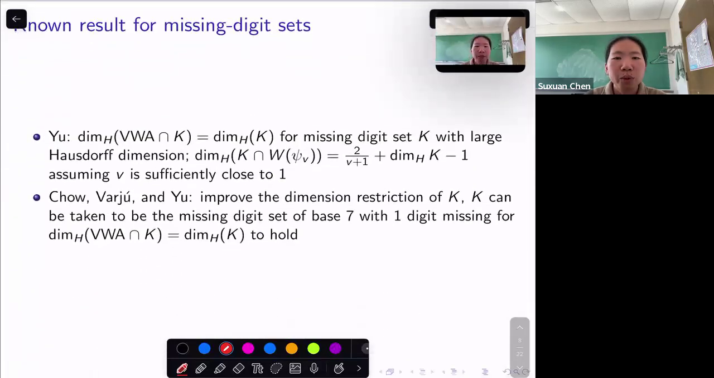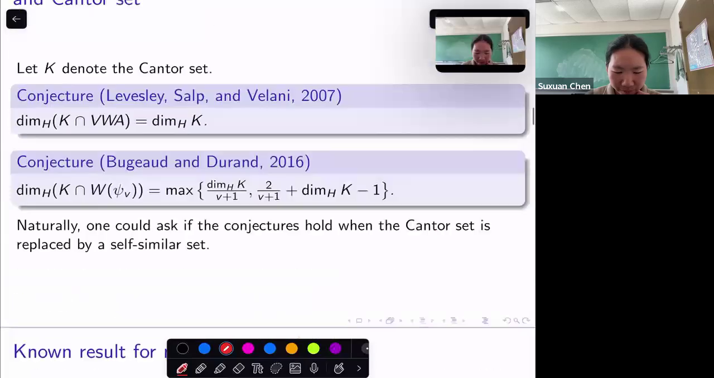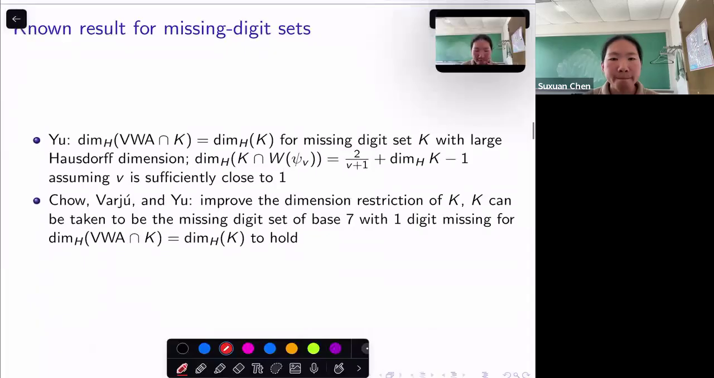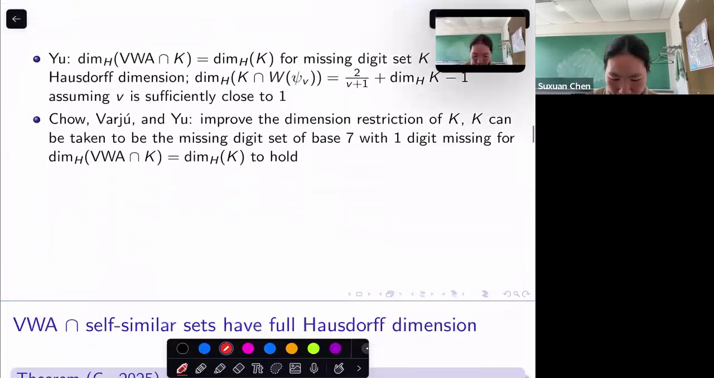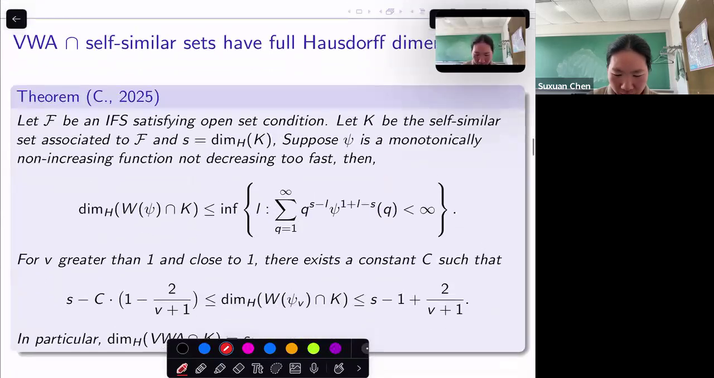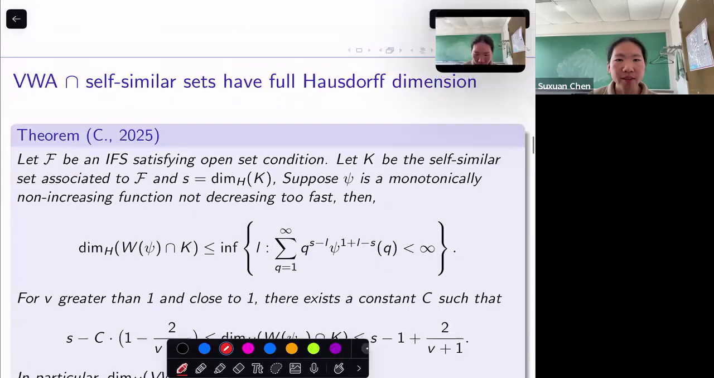And so we want to prove a result that has no restriction on the Hausdorff dimension of the set K for both of the two conjectures. Now we state our main theorem.